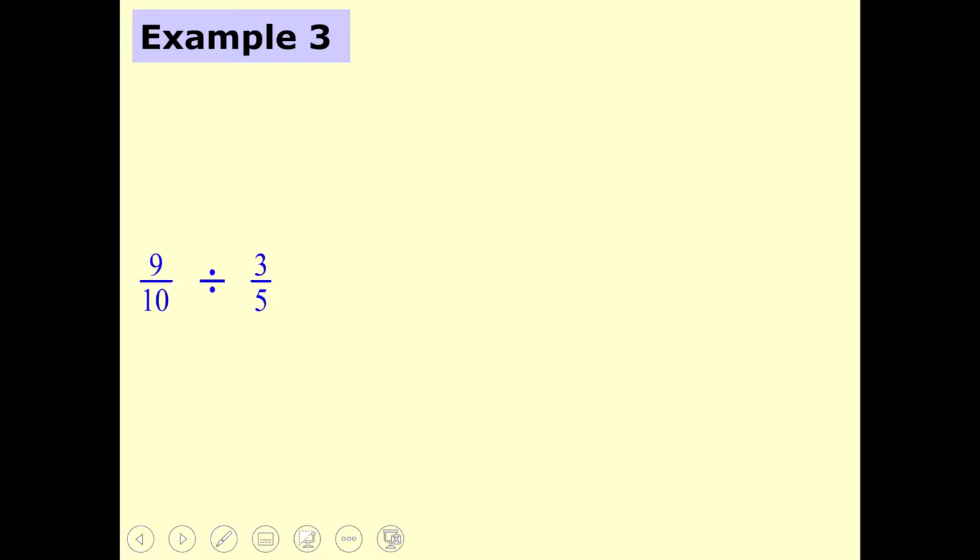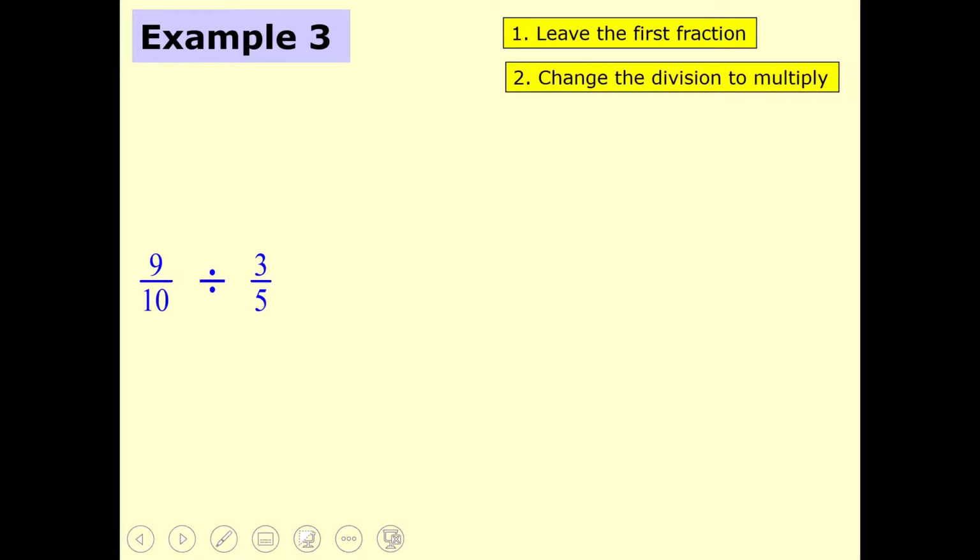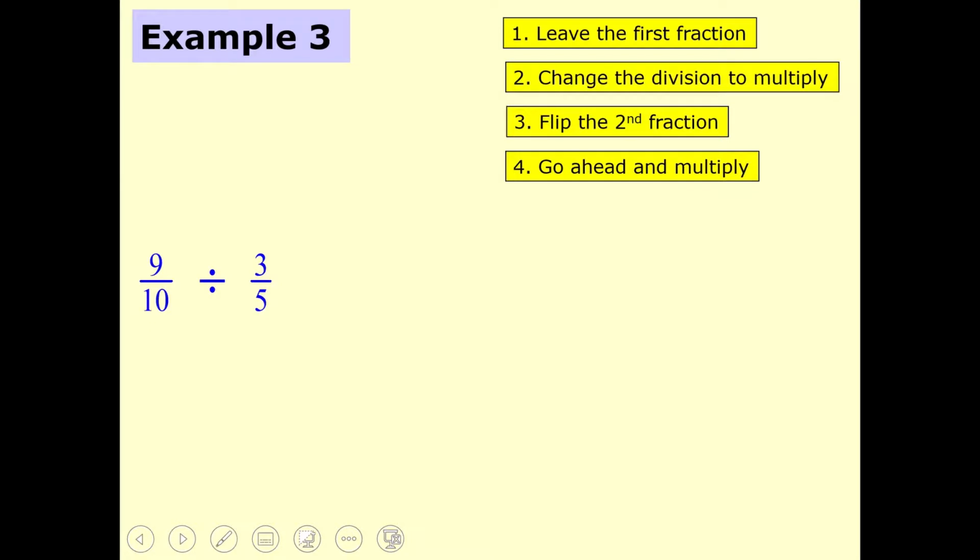Okay, third example. Our steps: leave the first fraction as is, then we're going to change the divide into multiply, flip the second fraction, and then we're just going to go ahead and multiply like we've been doing before. So first step, that first fraction stays the same. We're going to change the divide into multiply, and we're going to flip that last fraction.